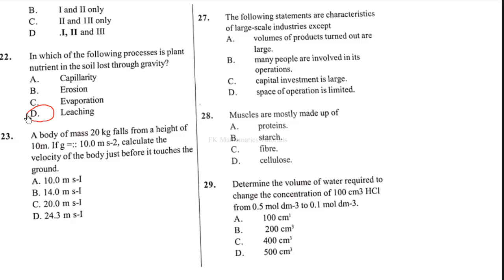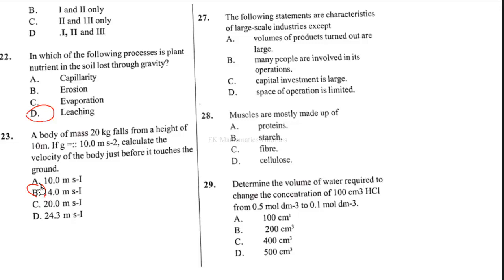A body of mass 20 kilogram falls from a height of 10 meters. If the acceleration due to gravity is 10 meters per second square, calculate the velocity of the body just before it touches the ground. So this one too, the velocity of the body just before it touches the ground is 40 meters per second. You can check the steps at the end of this video.